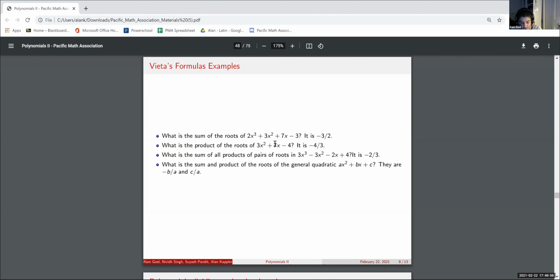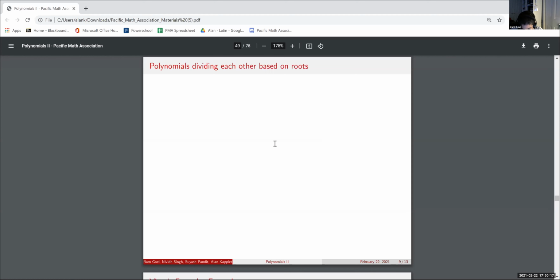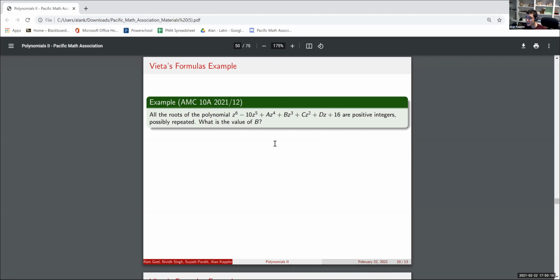And one thing just for the quadratic case, you can also derive the negative b over a and c over a using just the quadratic formula, which you may be familiar with. But the point is we can get around that really easily in the quadratic case. But you can confirm it just to check that it works. All right. Now we're going to go on to an example from an AMC 10. We have all the roots of this polynomial are positive integers. So what's the value of b?